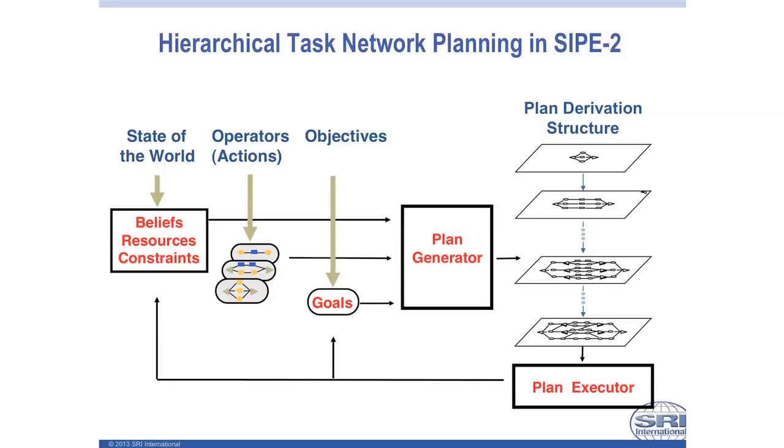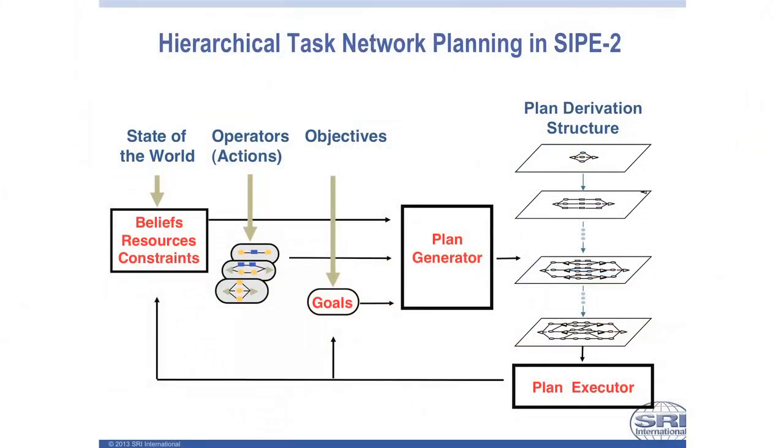Then you have goals and objectives that you're trying to achieve. The plan generator then combines these, and on the right side you see a depiction of how it applies these operators level after level to expand down to the most primitive plan. And when it finally gets a plan composed of primitive actions, then it's ready for execution. And the plan executor will then take over, and if replanning is needed, it will cycle back and give some new goals and give the new beliefs and constraints that represent the world.